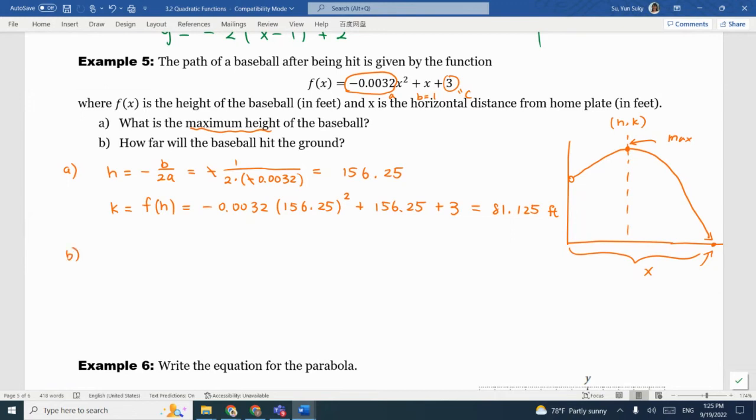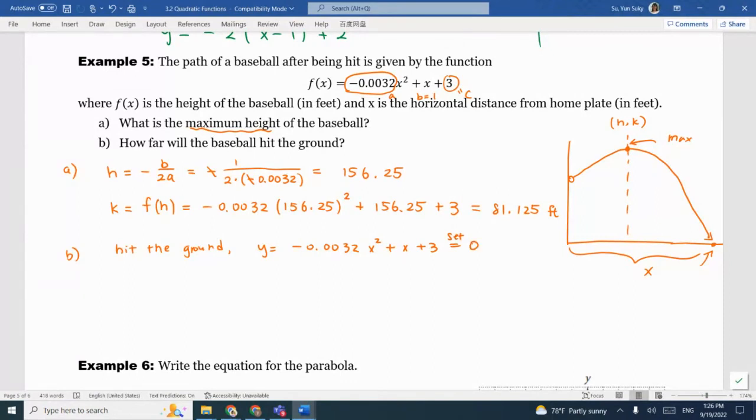And part B, it hit the ground. So it hit the ground means the y value is 0. We are looking for the x-intercept. Right, everybody? So we set y equal to 0 and solve for x. So y equals negative 0.0032x squared plus x plus 3. We set y equal to 0.